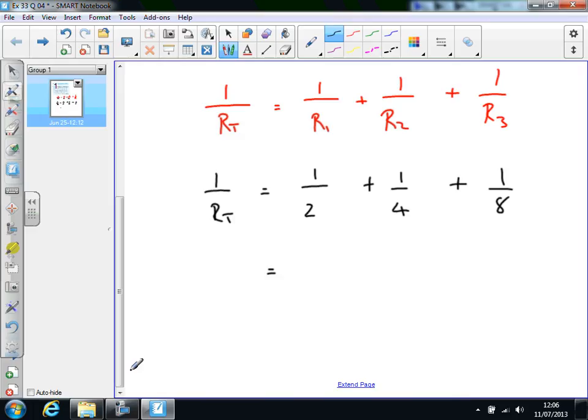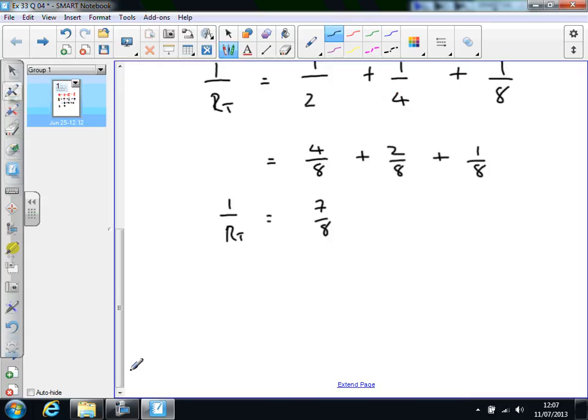In this particular example, though, I can see that 2, 4 and 8 have common denominators. They all actually go into 8. So with a little bit of knowledge of fractions, I can rewrite a half as 4 eighths, a quarter as 2 eighths, plus 1 eighth. If I add them together, I get 4 plus 2 plus 1 is 7 eighths. So I actually know that 1 over RT equals 7 over 8, because I've made myself a common denominator, 8.